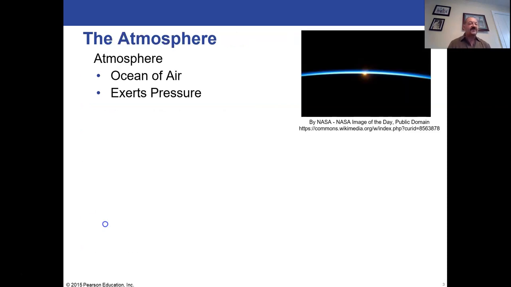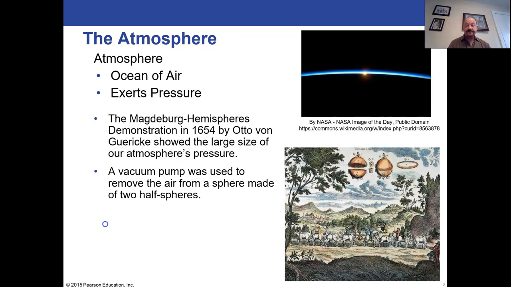Okay, so the atmosphere, Earth's atmosphere. It's essentially an ocean of air that surrounds the Earth. And because it has weight, because it is matter, all matter has mass, and mass exposed to gravity, like Earth's gravity, has weight. So weight or force per area is pressure. So the atmosphere exerts a pressure on the Earth and everything on the Earth.